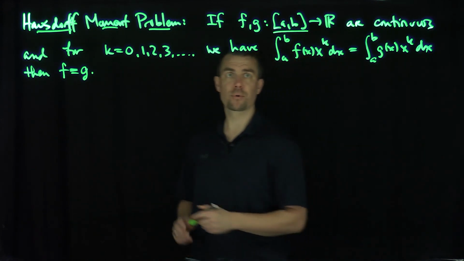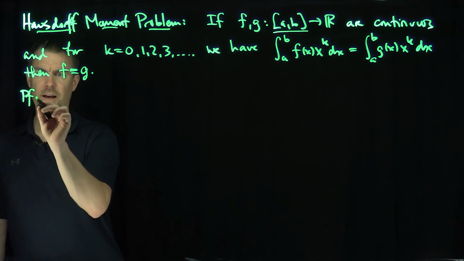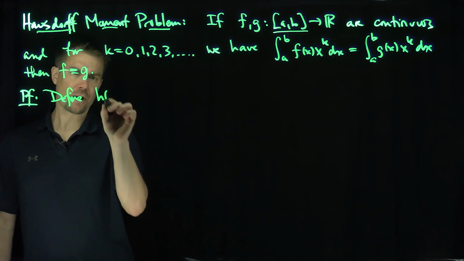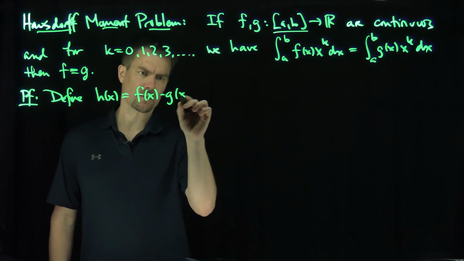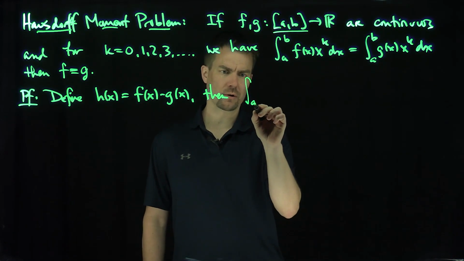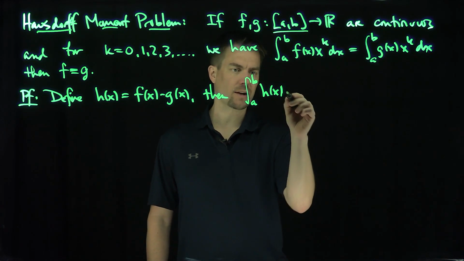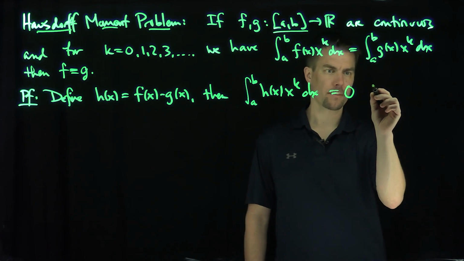Okay, so here's the idea of the proof. Define h of x to be f of x minus g of x. Then our condition turns into the integral from a to b of h of x, x to the power k dx is equal to 0 for all k.